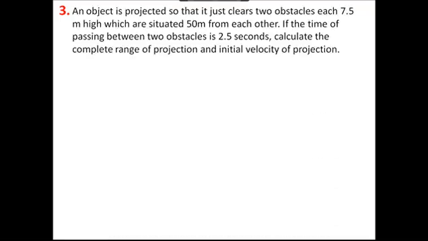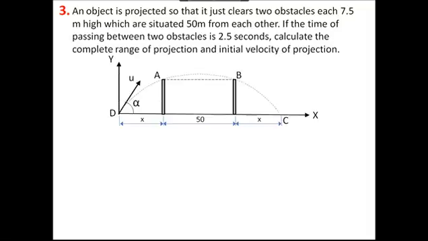Let's look at the third problem. It says an object is projected so that it just clears two obstacles, each 7.5 meters high, which are situated 50 meters from each other. If the time of passing between the two obstacles is 2.5 seconds, calculate the complete range of projection and the initial velocity of projection. Okay, here is how it looks.